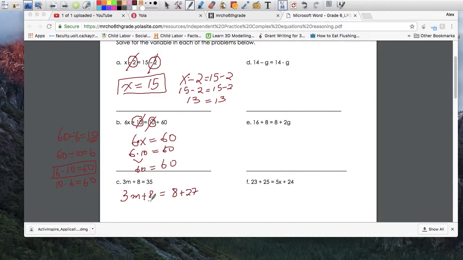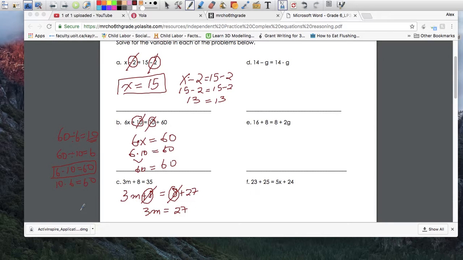I do that because now, look, I have an 8 on the left side, and I have an 8 on the right side. I can circle these two. They're exactly the same. I'm going to cross them out of my equation, and I'm left here with 3m, and here I'm left with 27. So this says 3 times a number represented by the letter m equals 27.